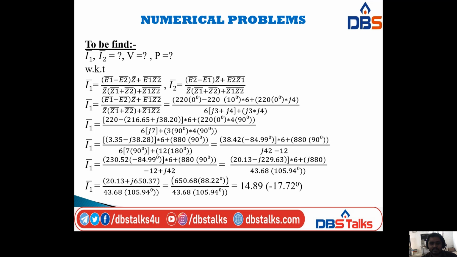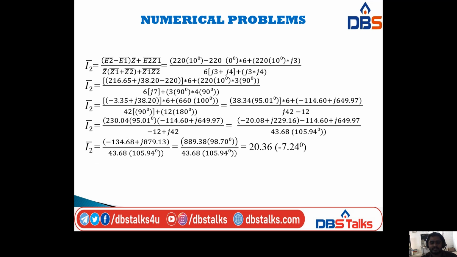And next, coming to the solution of I2, you know already the formula to calculate I2, that is I2 is equal to E2 minus E1 into Z bar plus E2 Z1 by Z bar of Z1 bar plus Z2 bar plus Z1 bar into Z2 bar. So that is equal to, you know the values of E1, E2, Z1, Z2 and Z. Please substitute those values into this equation.